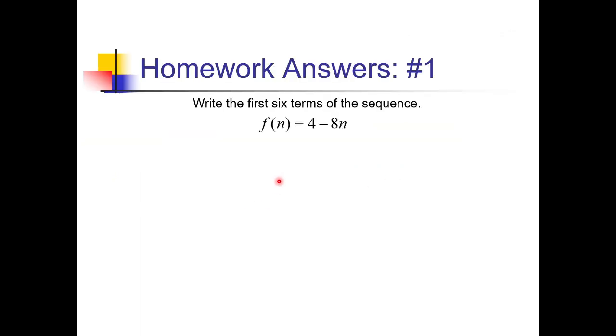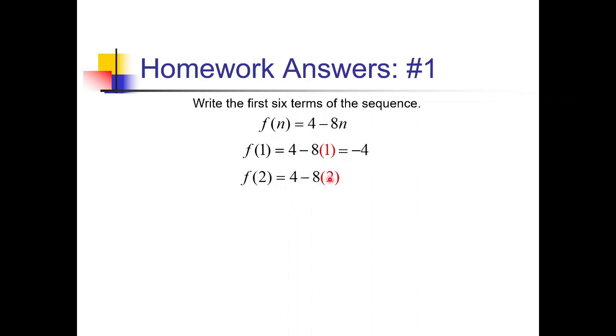For this problem, we're trying to write the first 6 terms of this sequence. So we have f of n equals 4 minus 8n. We basically just have to plug the numbers 1 through 6 into this function and see what it comes out to. So we'll start with 1. So f of 1, that's going to be 4 minus 8 times 1, or just 4 minus 8. So negative 4. Next, f of 2.